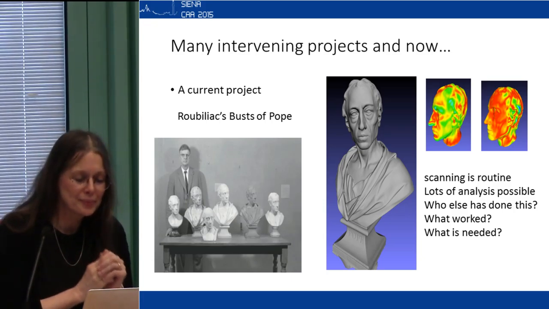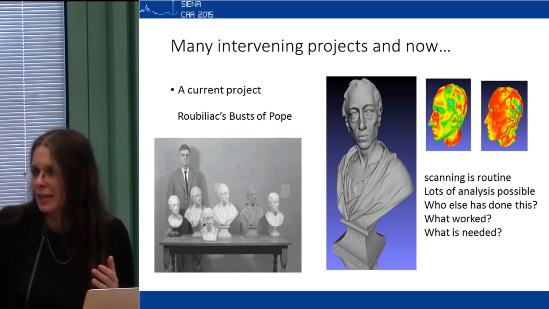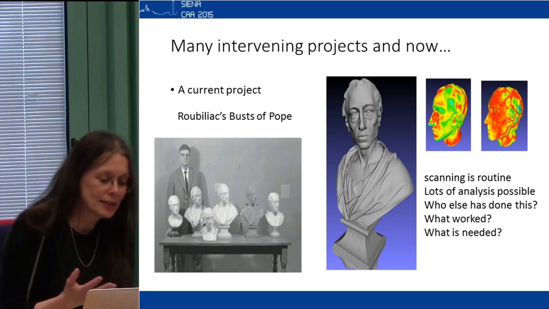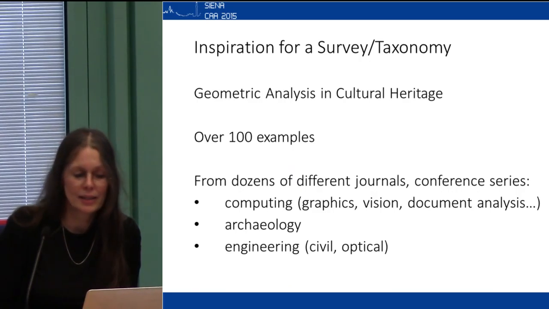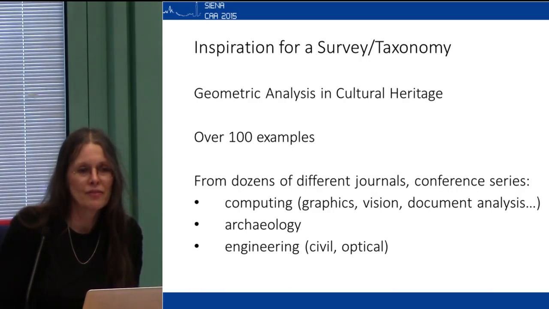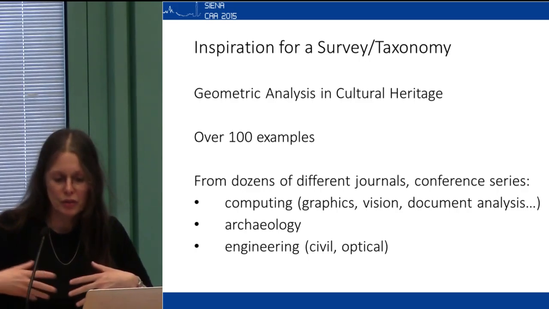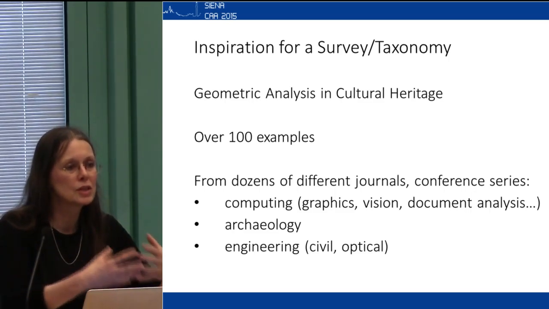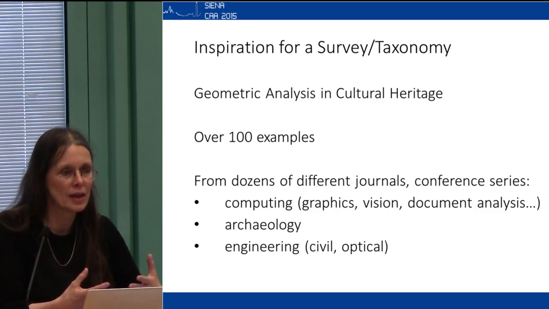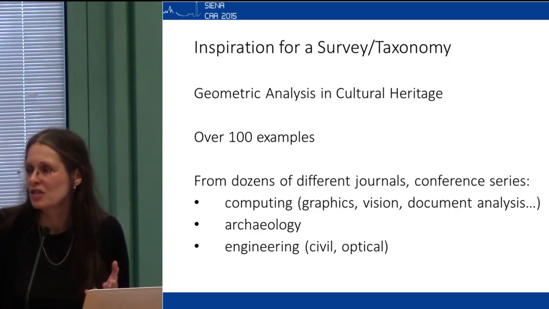So the question was, surely other people have done this. What did they do that worked, that provided insight? And what are things that other people haven't tried? How can we know this? This inspired the idea of doing the survey and the taxonomy. We have a pretty good grip on scanning. We know the classes of scanning. We know the progress in that. So we know where we stand in scanning. But then using the scans, using the geometry, analyzing it to answer questions about artistic practice, about culture, about history, we really don't have a good grip on the state of the art in geometric analysis.